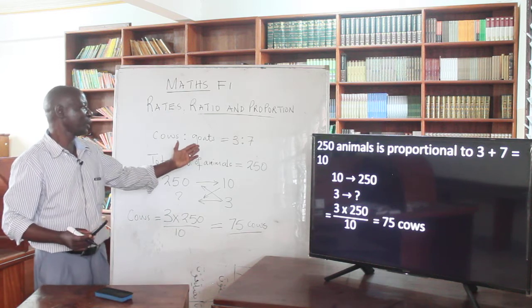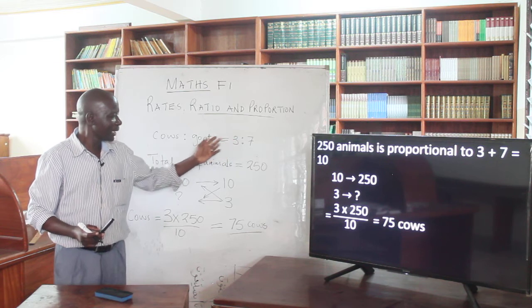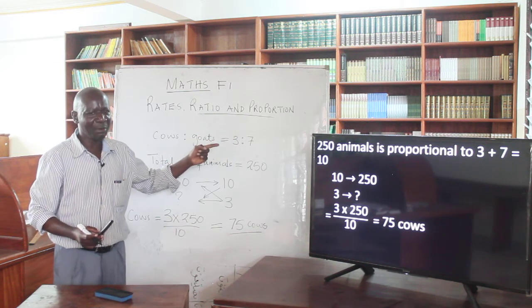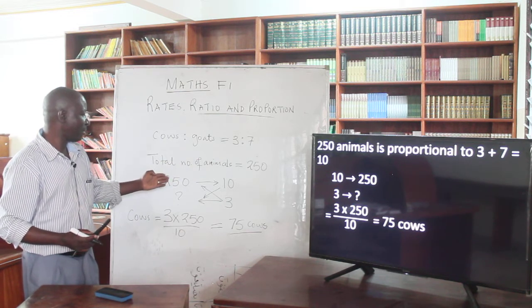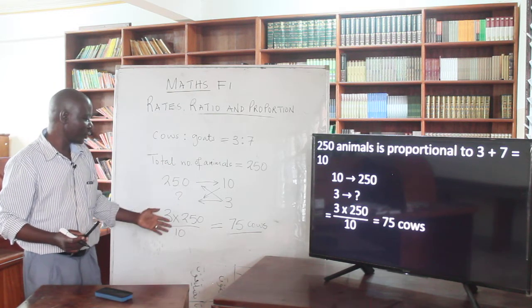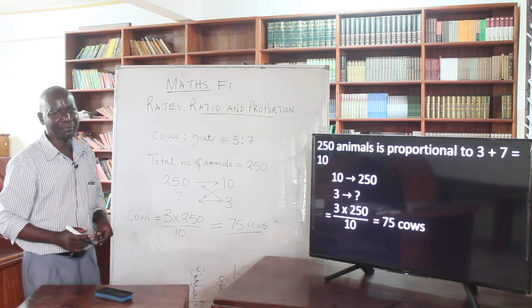And if you want to calculate the number of goats in the farm, we also can take the ratio representing the number of the goats, and then we cross multiply with the total quantity and the total number of ratios, and we will get the number of goats that are in the farm.